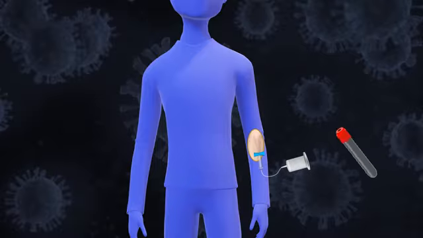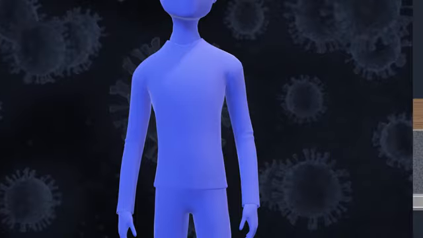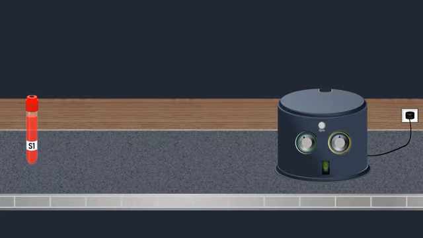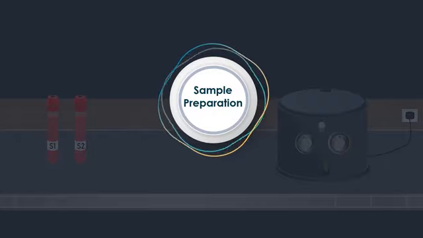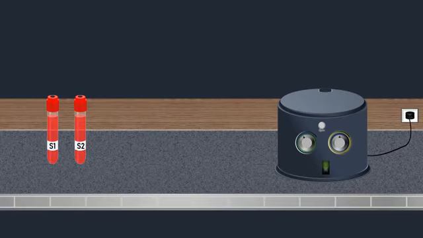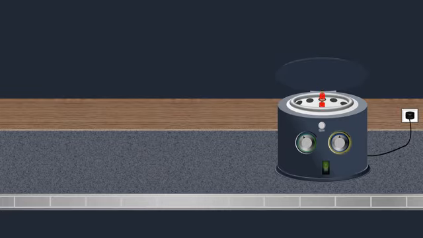First, a blood collection procedure is performed by venipuncture. Blood is the preferred specimen for testing because it has a higher concentration of HIV antibodies than oral fluid. After blood collection, the next step in the process of HIV testing is sample preparation. The samples are carefully placed into a centrifuge machine.